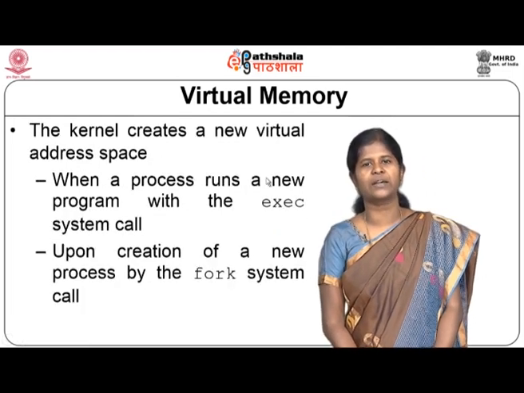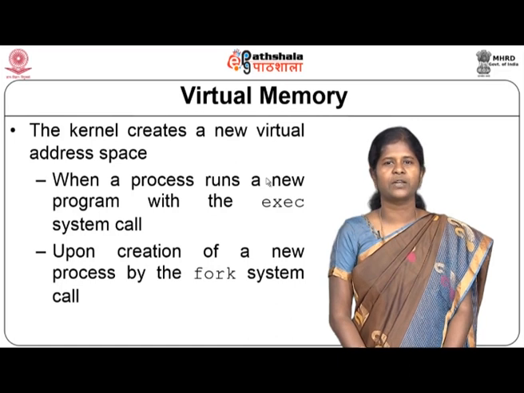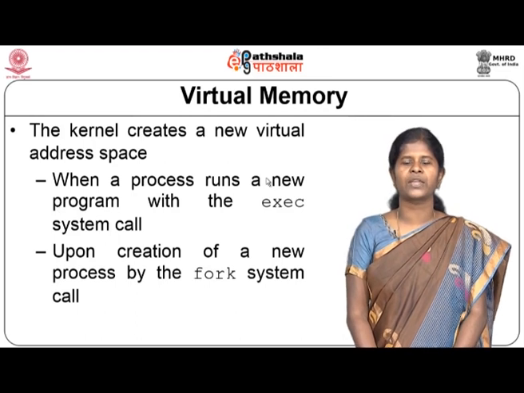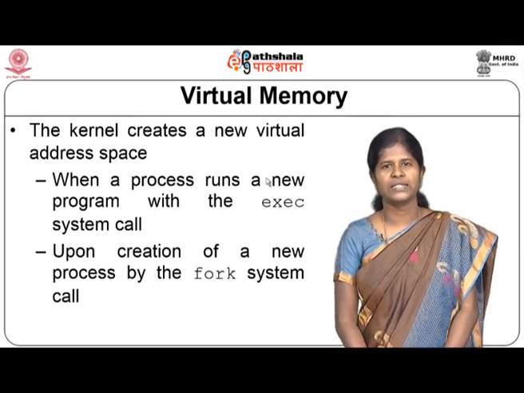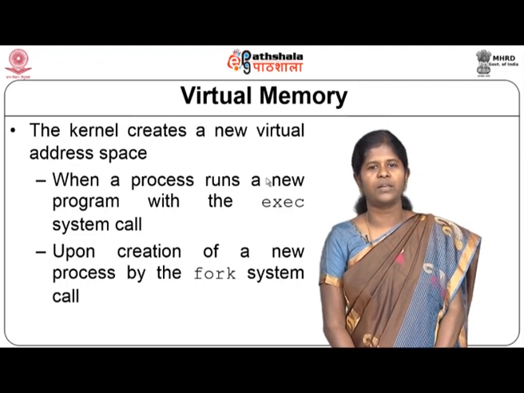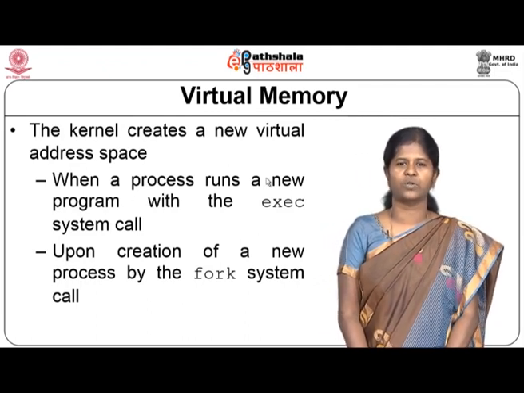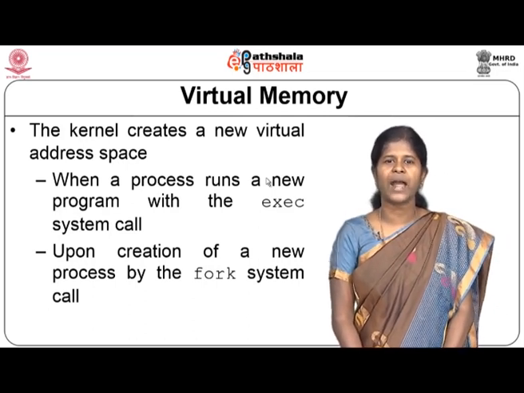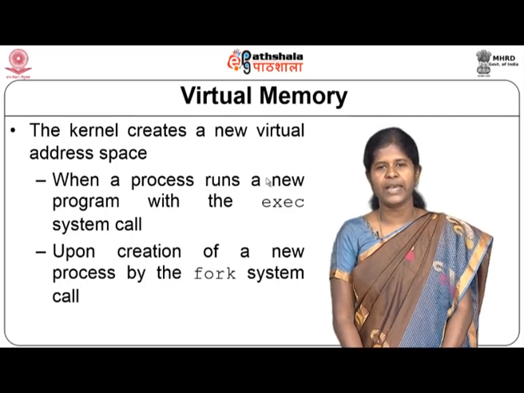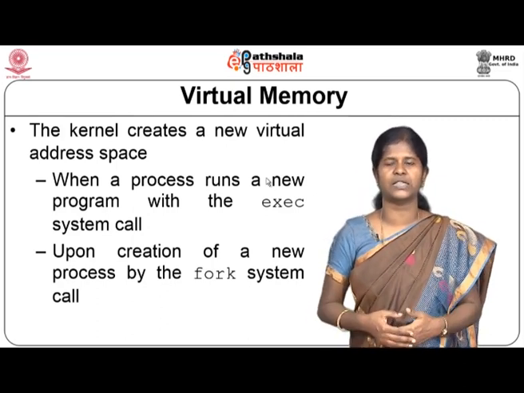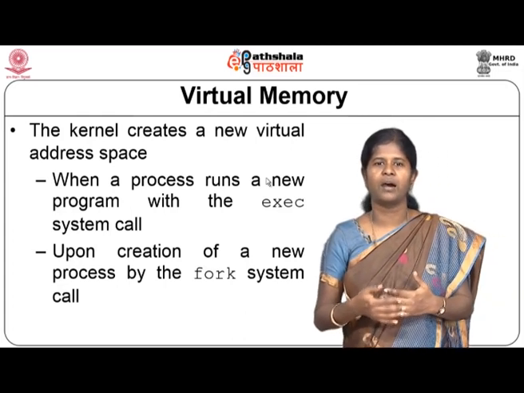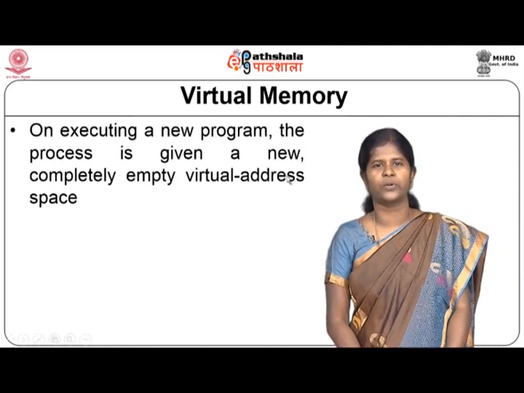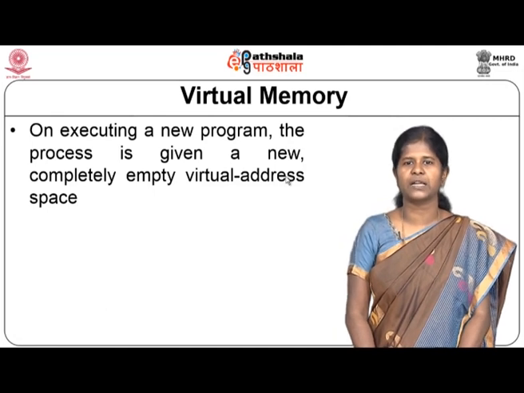So, when does the kernel create a new virtual address space? There are two situations. One is when a process runs a new program with the exec system call, and the second is when the process is created using the fork system call. In the first case, during the exec system call, a new program is to be run. In the case of the fork system call, a new process is just created which may or may not run a new program. So, what happens when you are executing a new program as a part of this exec system call?